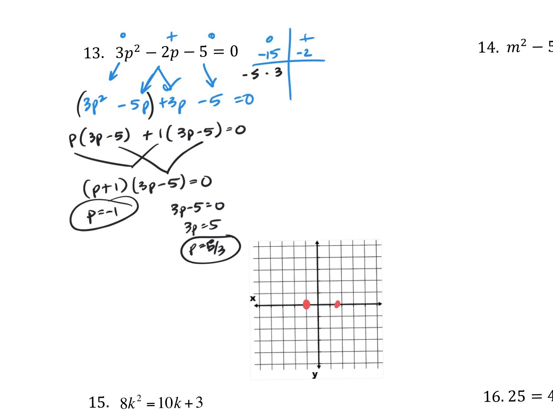This one's a little bit more narrow because just like you did on your test yesterday, you guys, the 3 makes it more narrow, makes it skinnier. This is a skinny little graph.